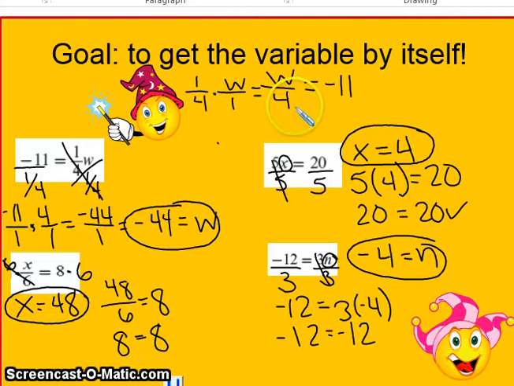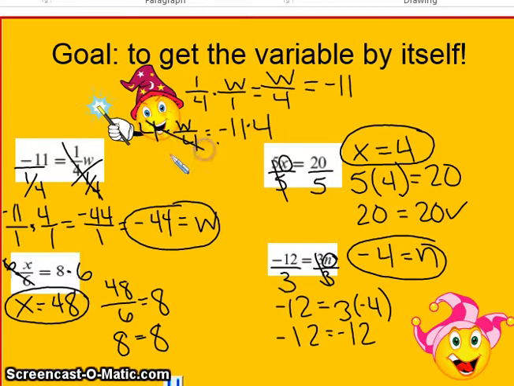Notice that now it looks more like a division problem. Here it looked like multiplication, but here it's division. W divided by 4 equals negative 11. So I'm going to rewrite it. W over 4 equals negative 11. Now since I'm dividing w by 4, to get rid of this 4, I'm going to multiply both sides by 4.